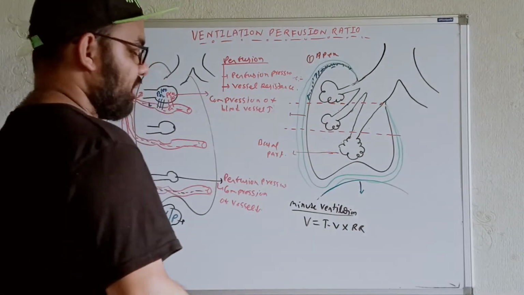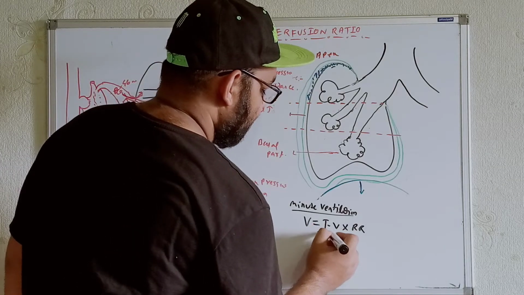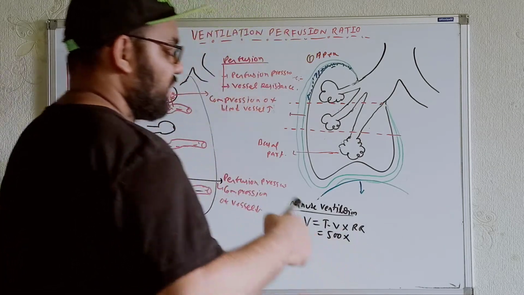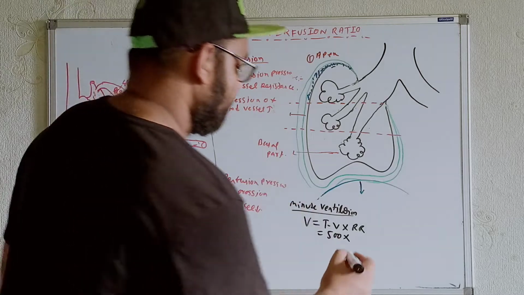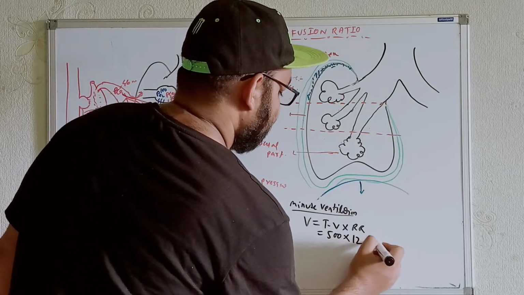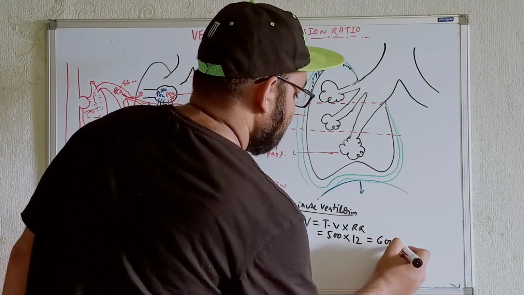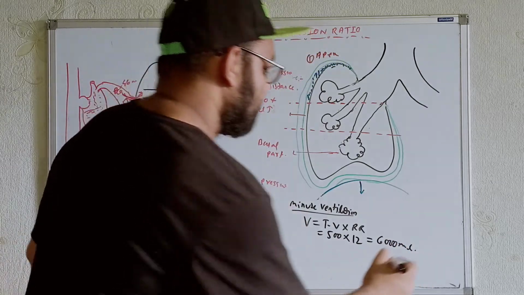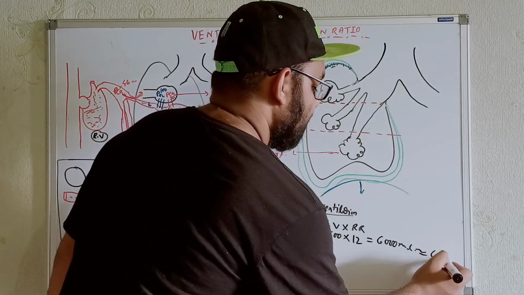Now for example the tidal volume, if we assume 500 ml, and for example the respiratory rate I am taking as 12 times. So if we calculate here, how much will we get? 6000 ml. So 6000 ml we are getting, or we can say 6 liters. So we are getting how much?